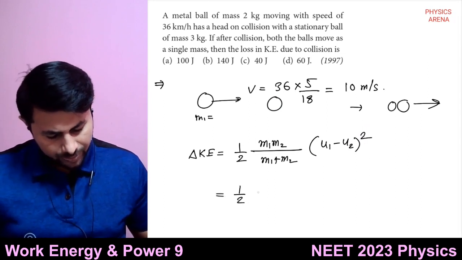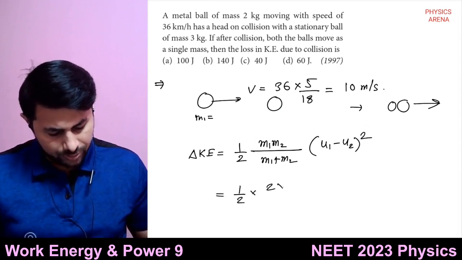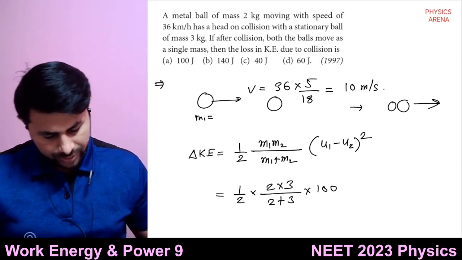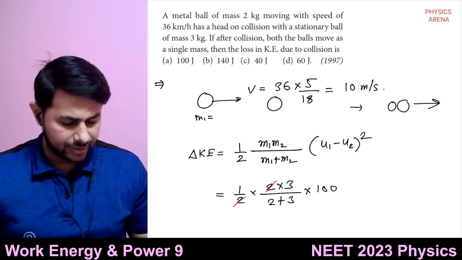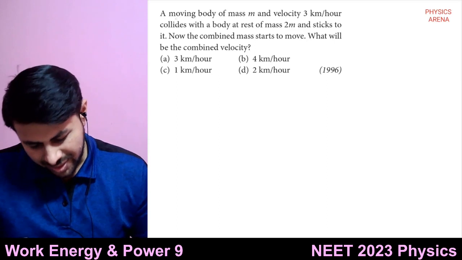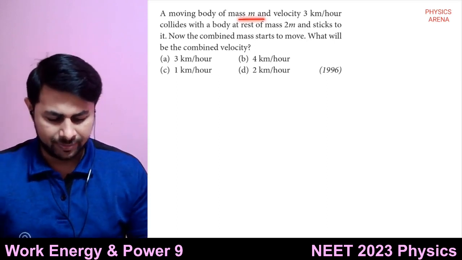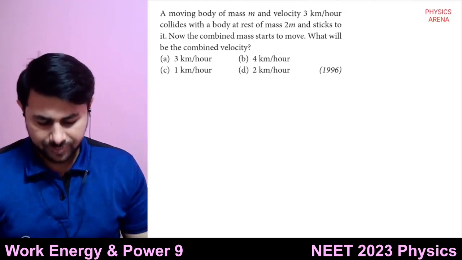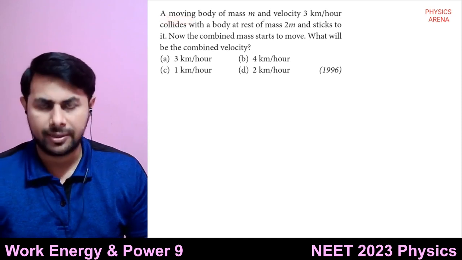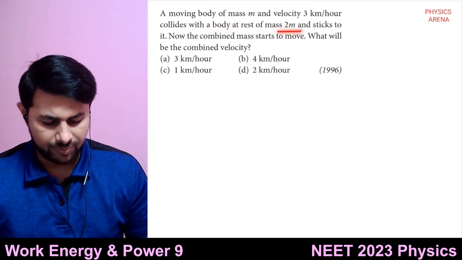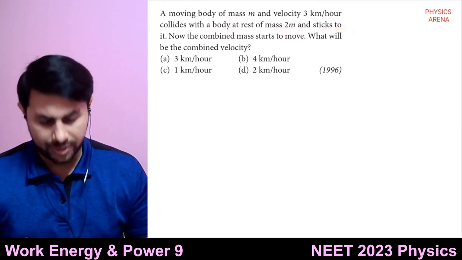So this is half of m1 times m2, so 2 times 3 divided by 2 plus 3, multiplied by 100. How much? This 2 and 2 also get cancelled. So 3 times 100, 300 divided by 5, 60. Next problem. A moving body of mass m and velocity 3 kilometers per hour. Is it the same one? No, this is different. A moving body of mass m and velocity 3 kilometers per hour collides with a body at rest of mass 2m and sticks to it.